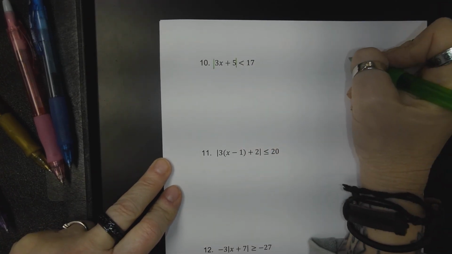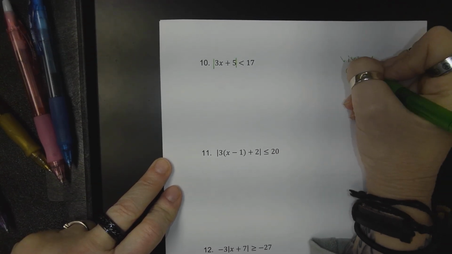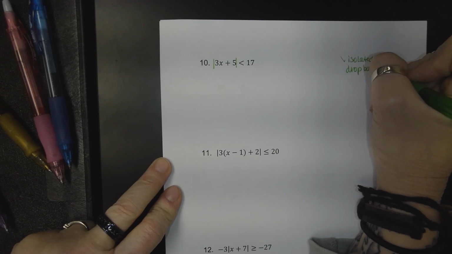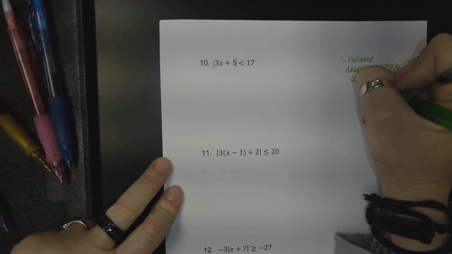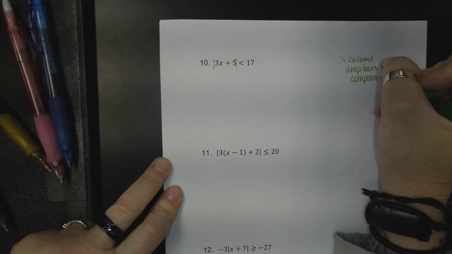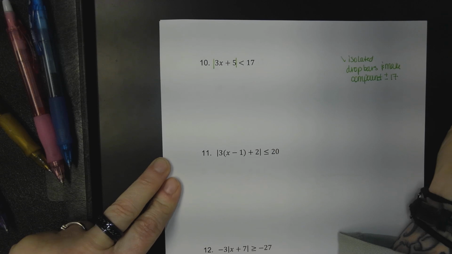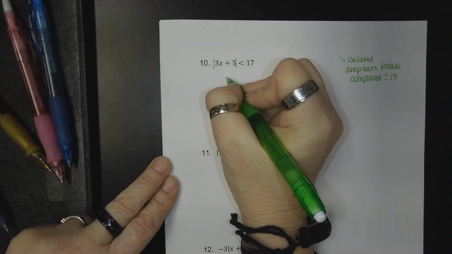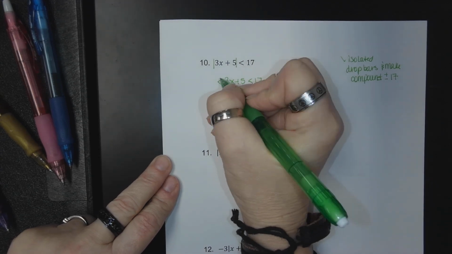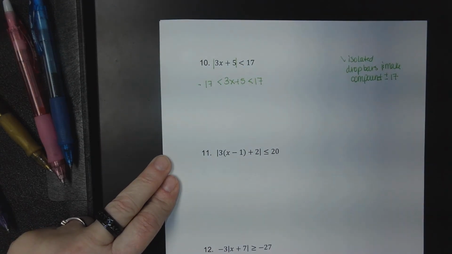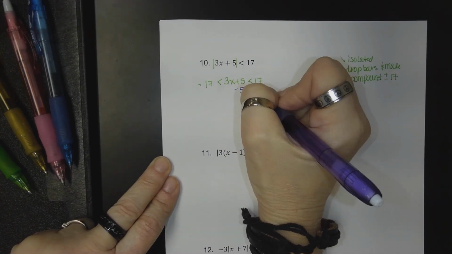All right, so it's absolute value again. So it's already isolated, right? So we're going to drop bars. Compound. Plus minus 17. So let's do it. You ready? It's 5 less than 17. Let's just solve it. Minus 5.